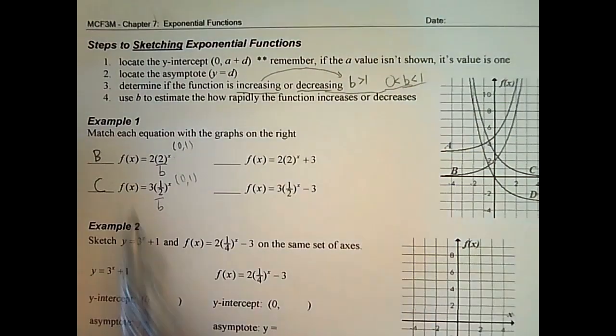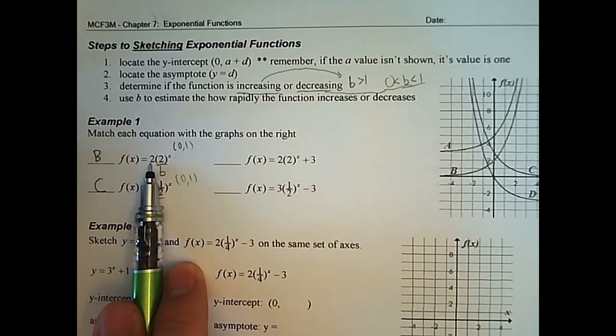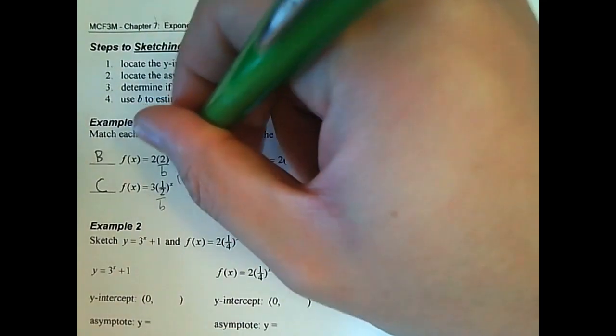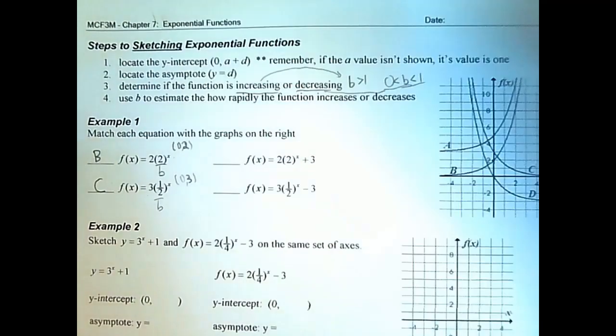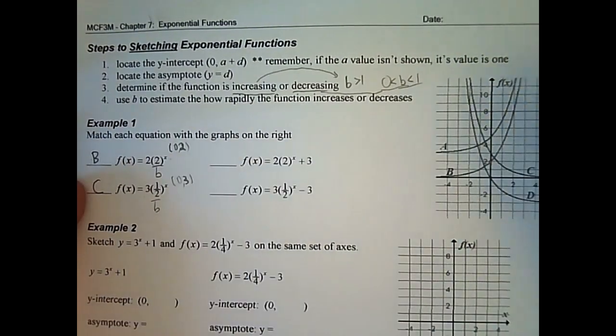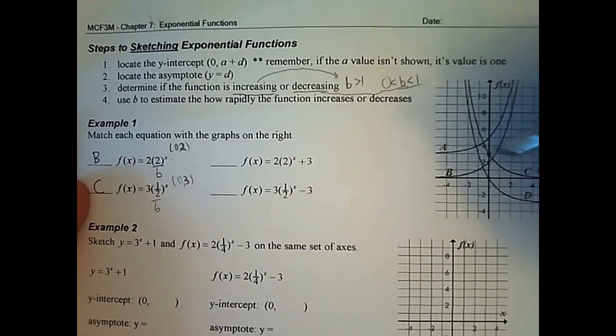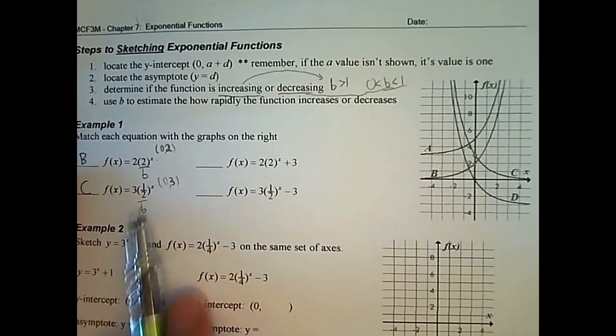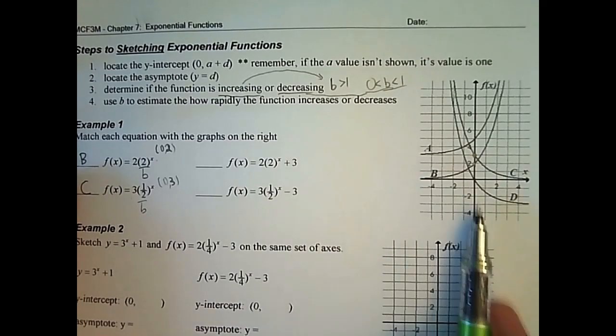I can also check the y-intercept, because remember my y-intercept is always 0, 1. And if there's an A value, I multiply the y-intercept by A. So this would be 2 for my y-intercept, and this would be 3 for my y-intercept. So for equation B, I can see a y-intercept of 2. For my equation C here, I can see a y-intercept of 3. So that tells me that these are the correct equations here. So that leaves A and D left over.